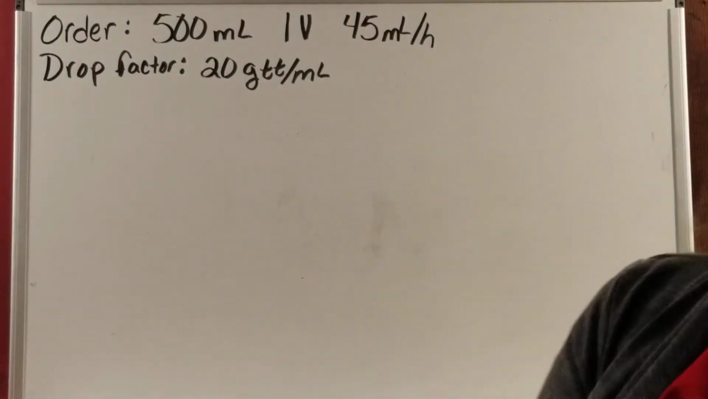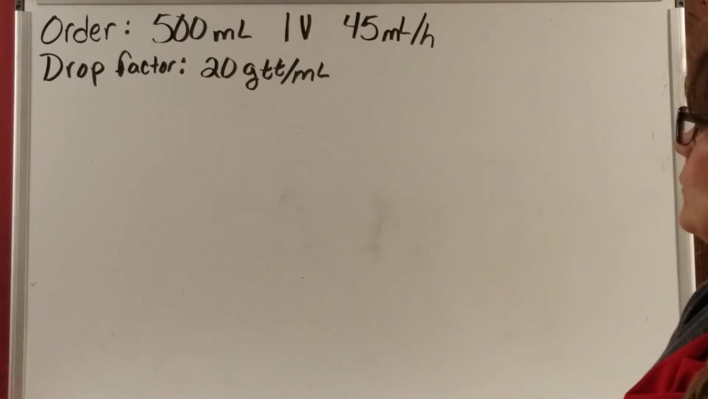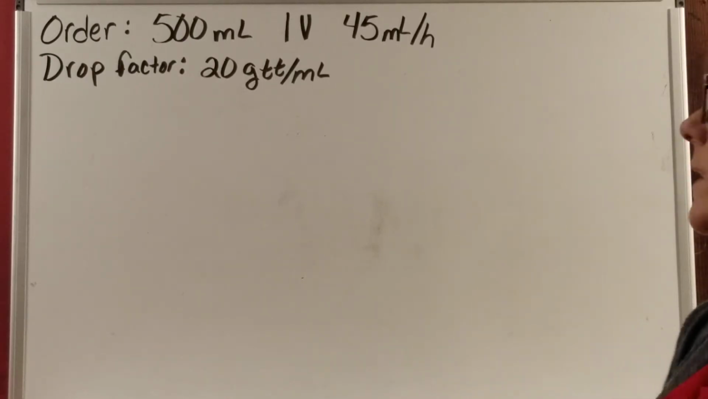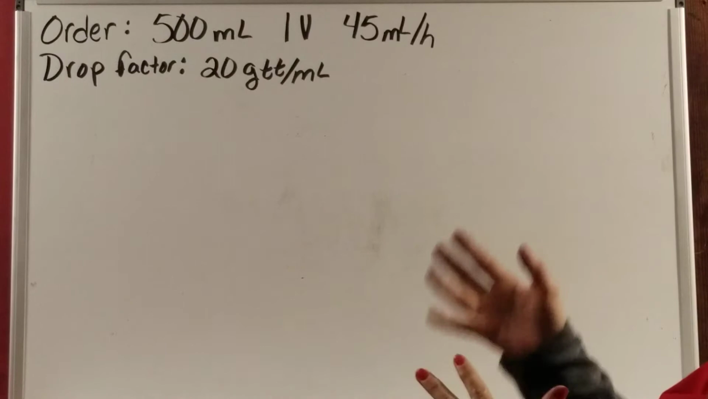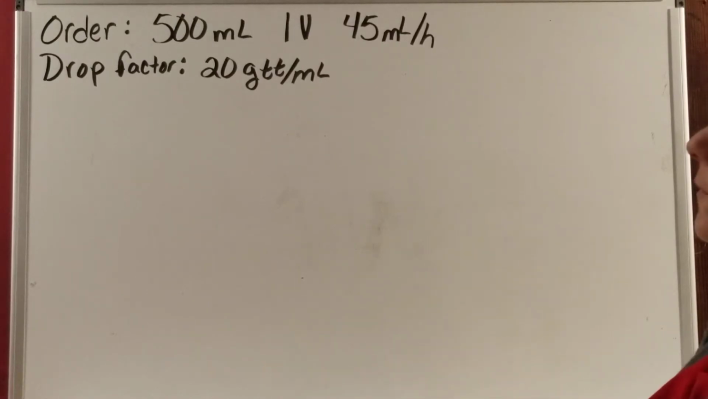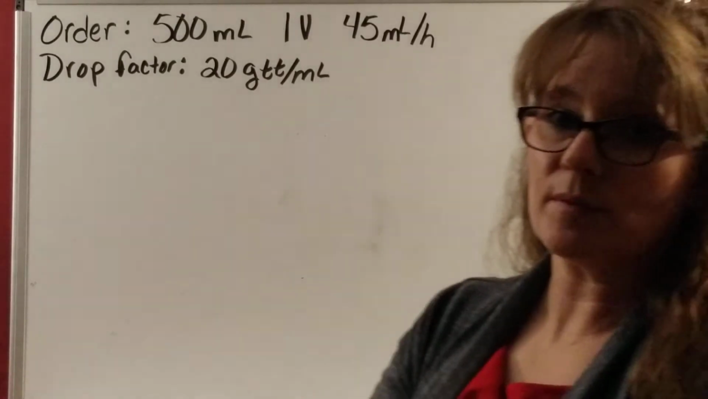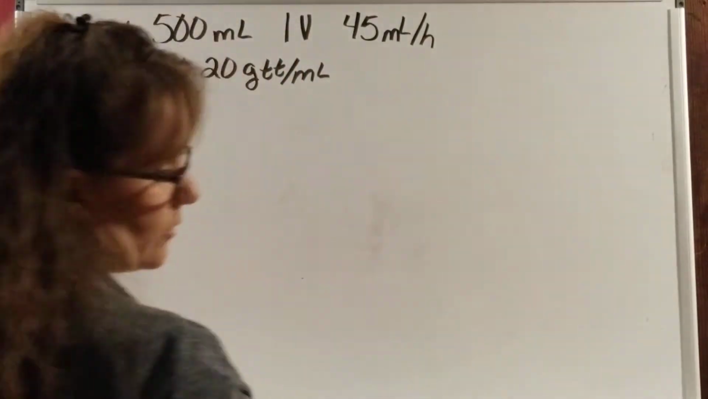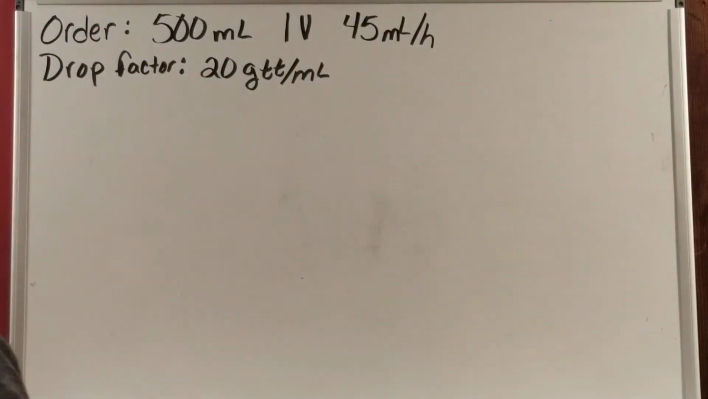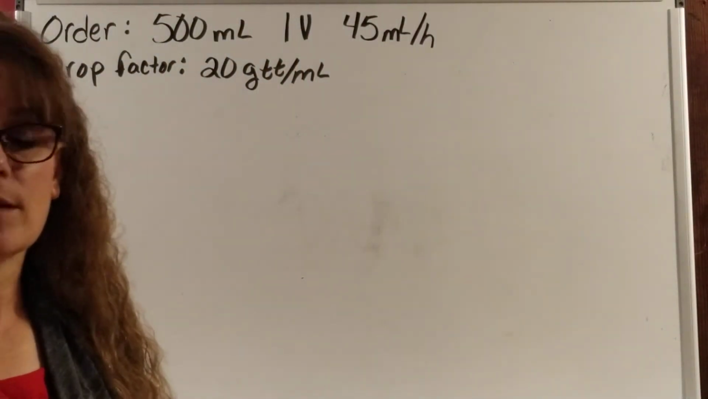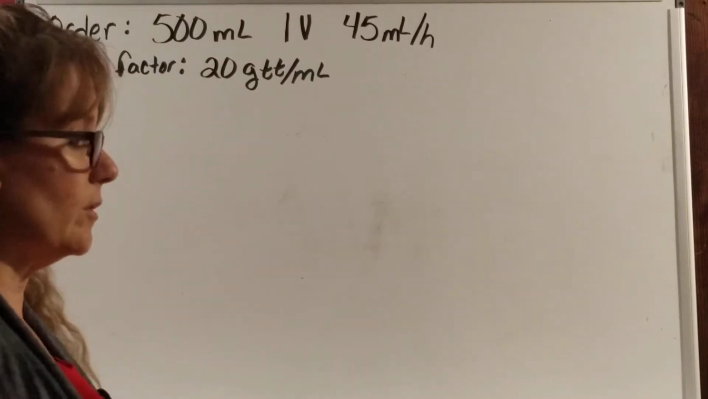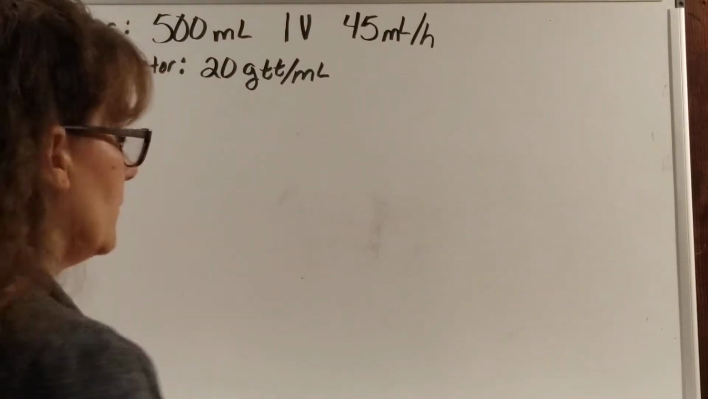So let's solve for this one. It says we have an order of 500 milliliters IV with an infusion or flow rate of 45 milliliters per hour. And we have a drop factor of 20 drops per milliliter. And the drop factor, again, is what I was showing you. The only thing we don't know here is how long are we going to infuse for. So we need to solve for the infusion time.